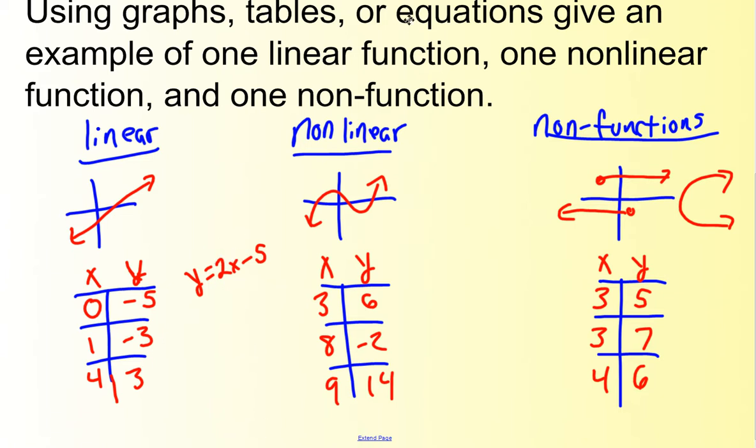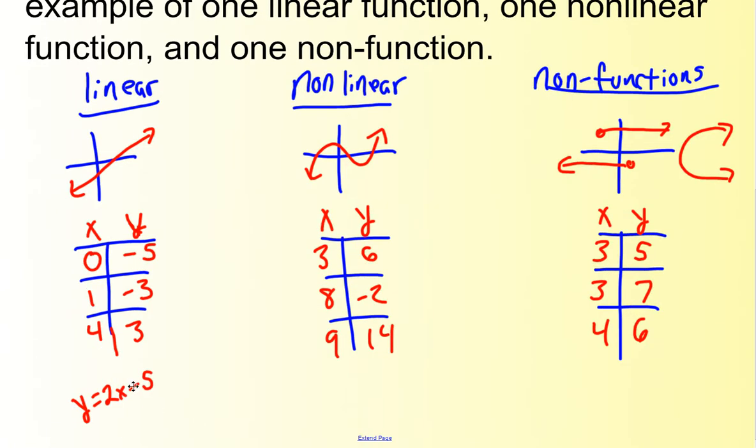And speaking of which, the last thing it asked us for was an equation. Well, that would be an equation of a linear function. It's in slope-intercept form. Remember we said in the previous lesson or so that a linear function is a function you can write in slope-intercept form. Non-linear functions you cannot write in slope-intercept form. Things like y equals 3x squared plus 2x minus 5 would not be linear.